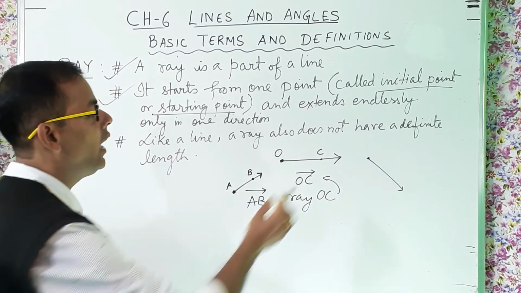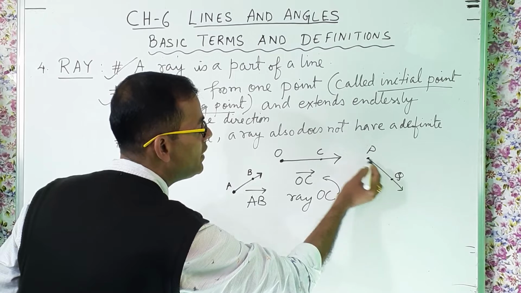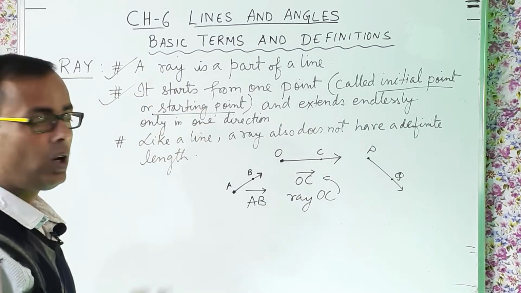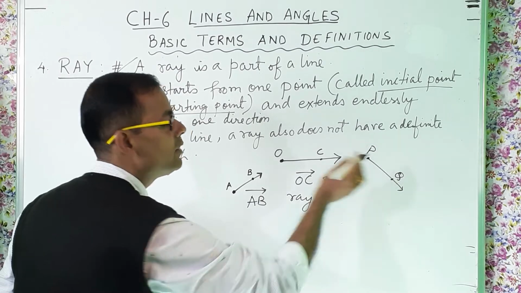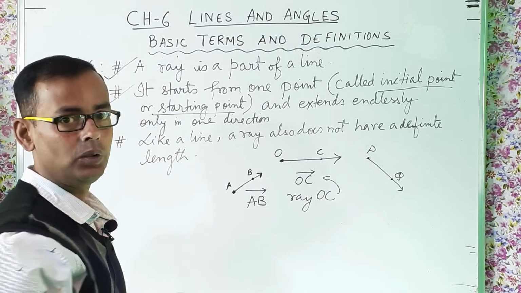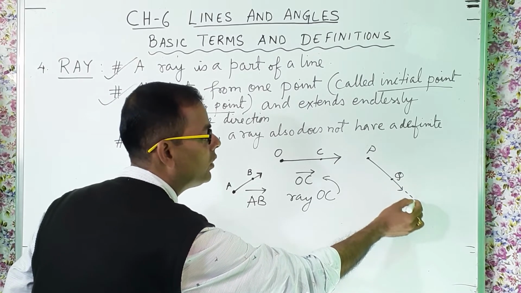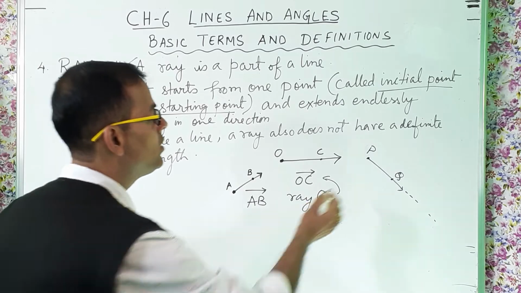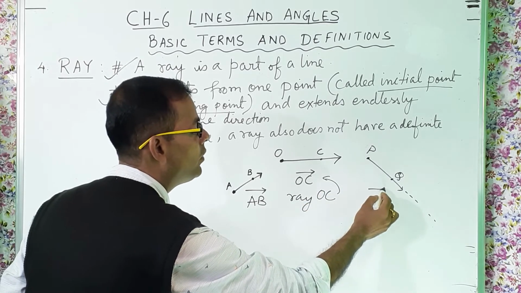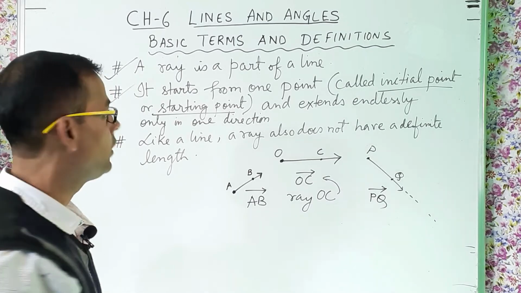Another one, here suppose P and here Q. So P is the fixed point, or the initial point, and Q is a point on the ray, on the path of the ray, because it is extending, it is going on. So how will we write this one? We will write ray PQ. Clear?